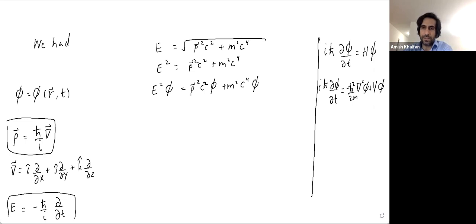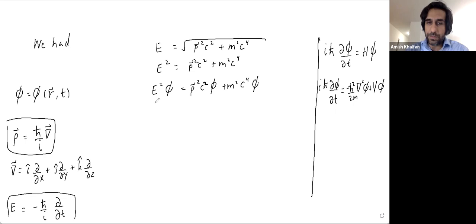And now you notice that on the right-hand side, you have a second order spatial derivative as expressed through the del squared operator. So that's second order in space. But on the left-hand side, you have a first order derivative in time. So time and space don't appear on equal footing. And this is problematic, especially if you want Lorentz invariance, if you want a quantity that remains unchanged under a Lorentz transformation.